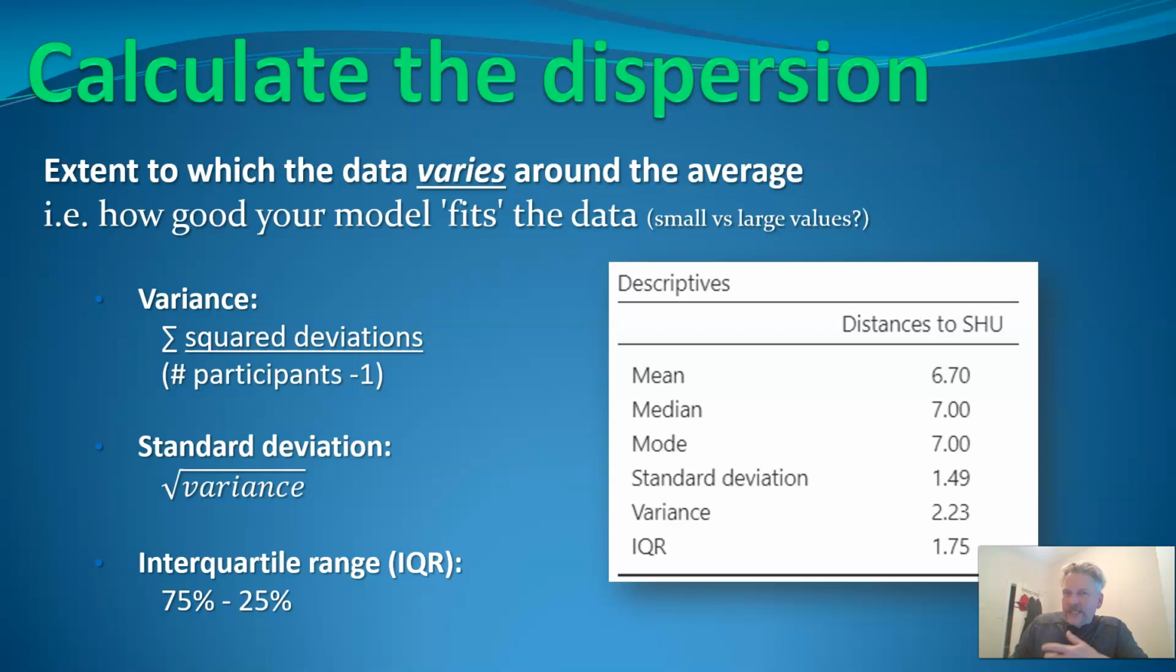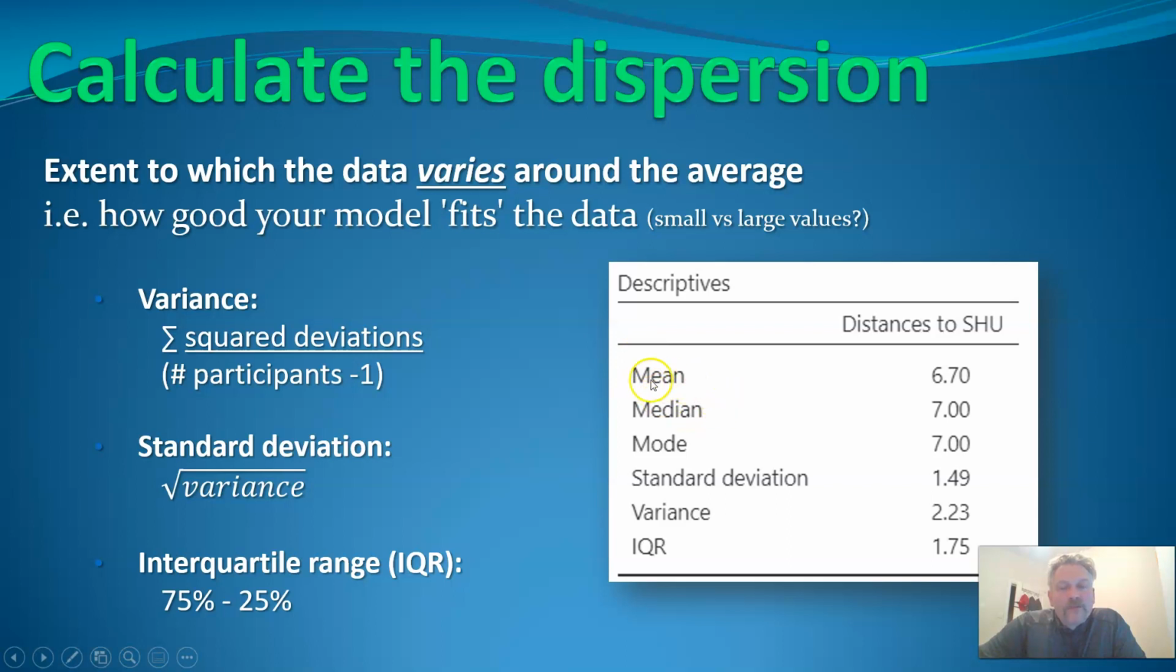So it gives you an indication about how much spread there is in the scores. And typically the mean and the standard deviation go together because, as you can see from the calculations, they're pretty much dependent on one another.